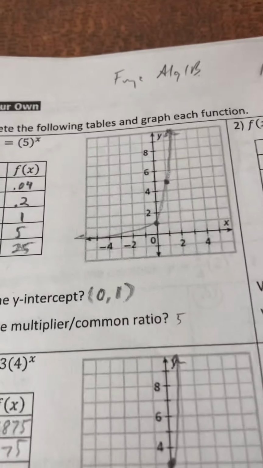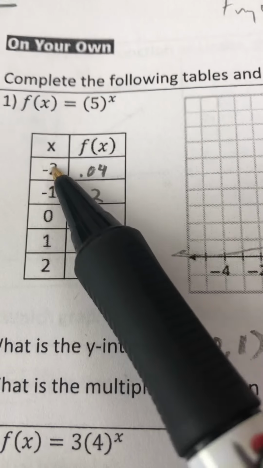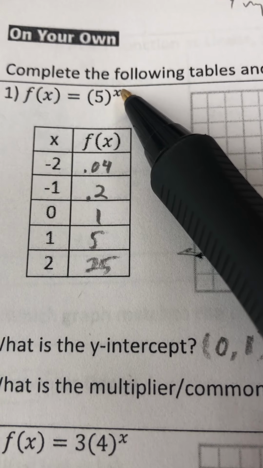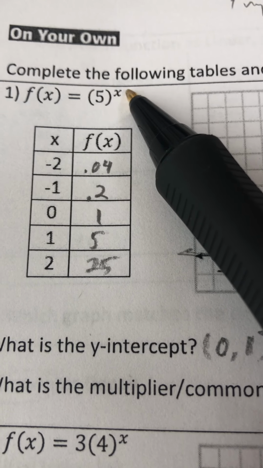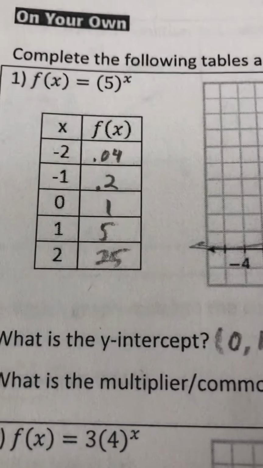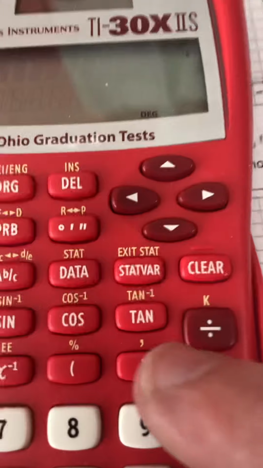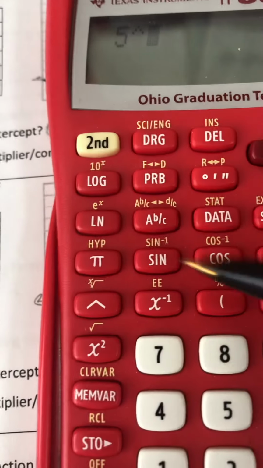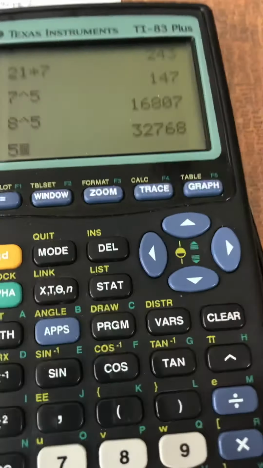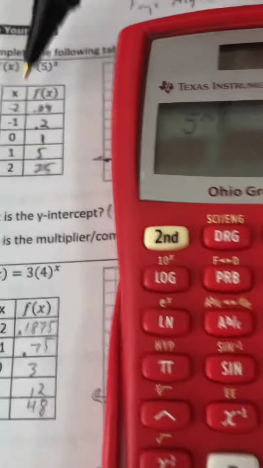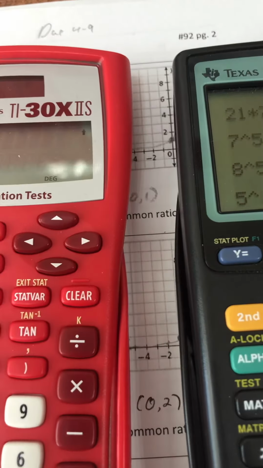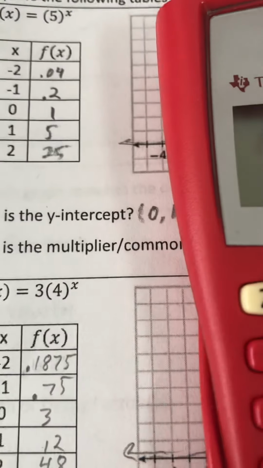Hello, Mr. Fry's Algebra 1B class, taking a look at the exponential growth stuff. So all you're going to do is put these numbers into this x value when you put it in your calculator. Okay, so for instance, on a regular old calculator, you would put 5, use the up button, and on your graphing calculator, it would be 5 and the up button, and then you would start with -2, and then you put -2 up there, and you get 0.4 or 0.04, I should say.